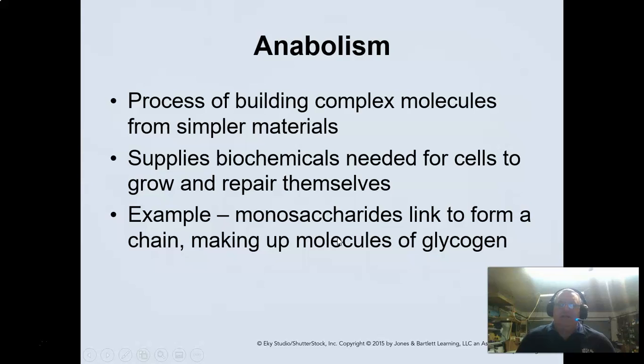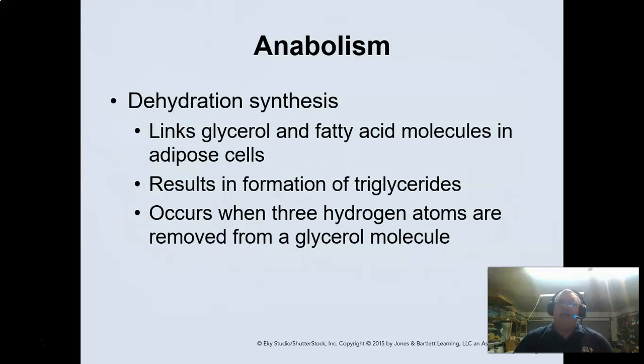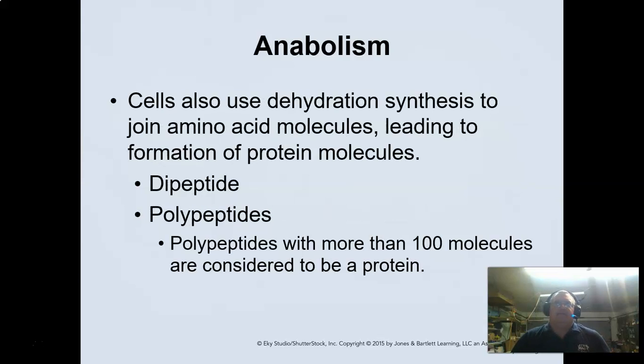So again, anabolism is building complex molecules from simpler materials, okay? And so it supplies the chemicals that we need in the cell so that they can grow and repair. So monosaccharides form a long chain which makes up glycogen. This is an example of anabolism, okay? And dehydration can link glycerol and fatty acid molecules, and from there the glycerol molecule would form into a triglyceride, okay? And then it occurs when three hydrogen atoms are moved into a glycerol molecule. So think of triglycerides as kind of watered-down glycogen molecules.